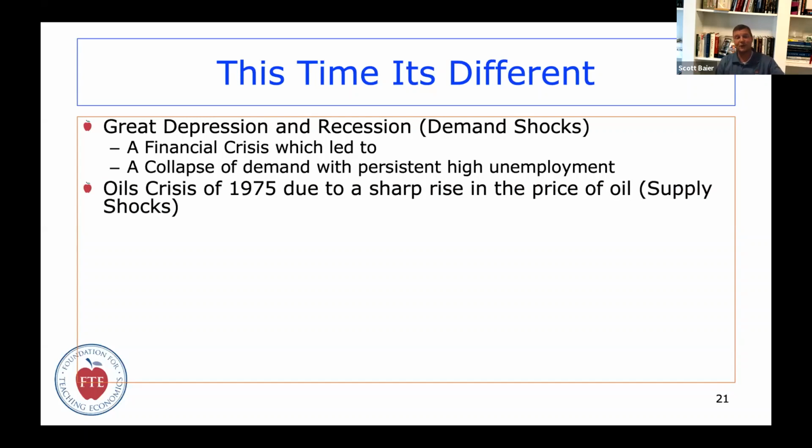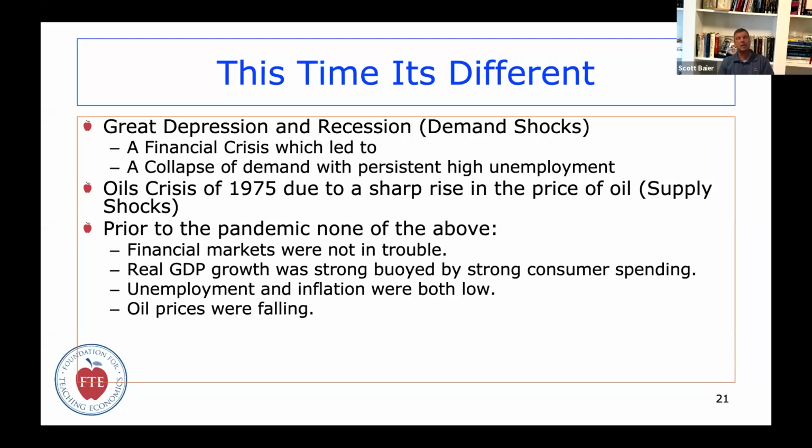For those of us old enough to go back to 1975, the big drop in economic activity we had in '75 was due to oil. It was an oil crisis, due to a large, sharp rise in the price of oil, which occurred from a contraction in the supply of oil. A group of producers decided not to provide as much oil to markets and pulled back that amount of oil. It slowed down economic activity. But once again, it was a shock that was in some sense induced by the activities of individuals interacting in the market. The key thing here is that prior to this pandemic, none of the above was true.